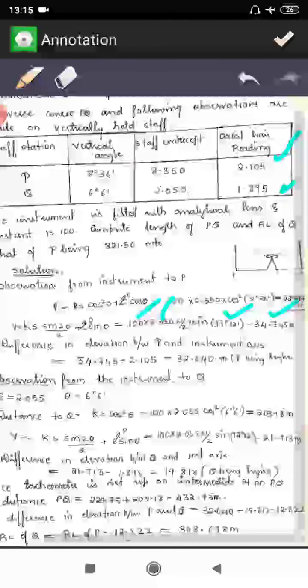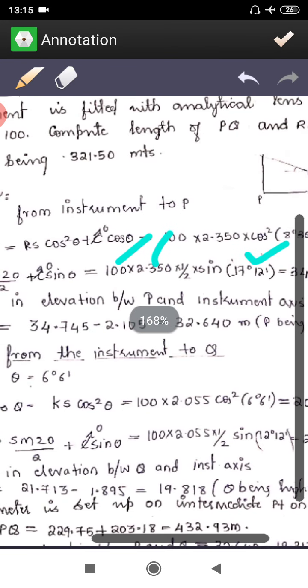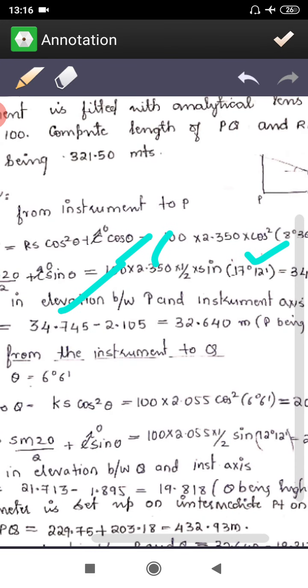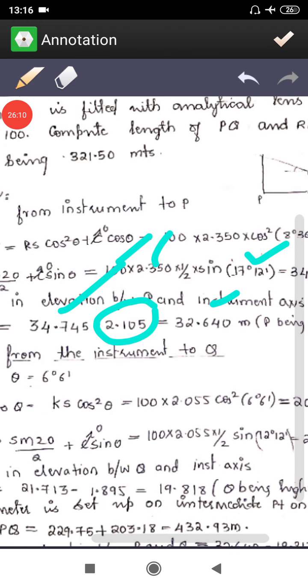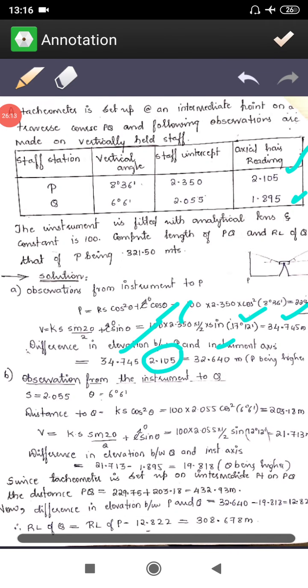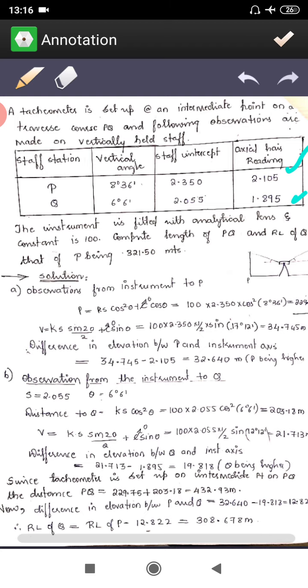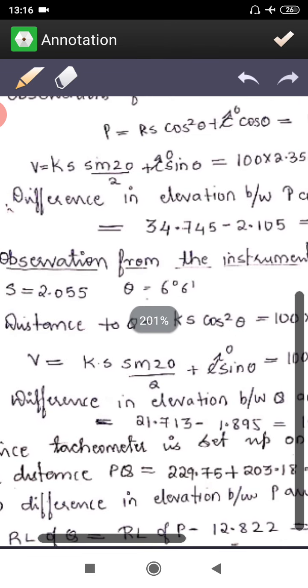The difference between the elevation is, see, here you are going to have 34.74 meters minus the central crosshair reading, that is 2.150, so you are going to have 32.640. Now along with that you have to see the observation from instrument station Q, right? That we are going to see now. What things are we going to observe there?